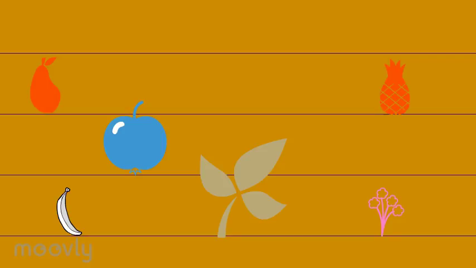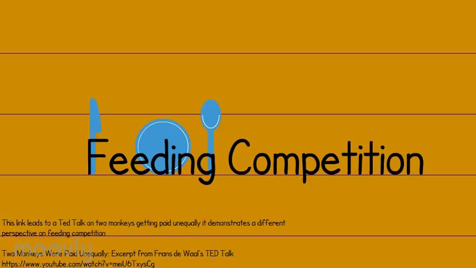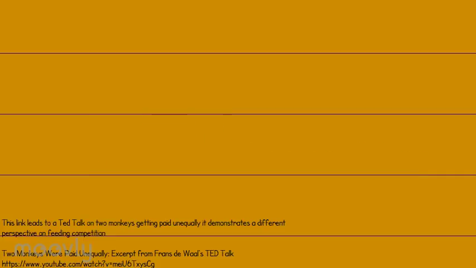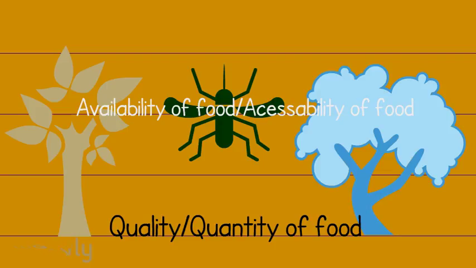Since food is one of the main factors in how a primate makes its living, there's oftentimes a feeding competition where others compete for food. There are also two other types of competitions. It depends on how much of the food is available in its own environment, and the quality and quantity of the food.